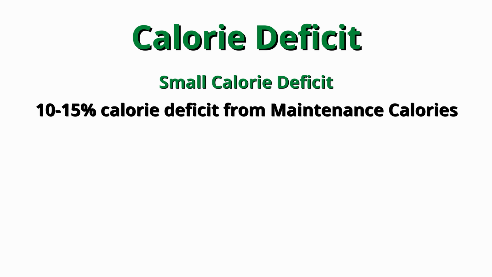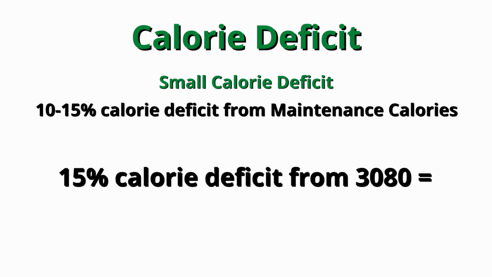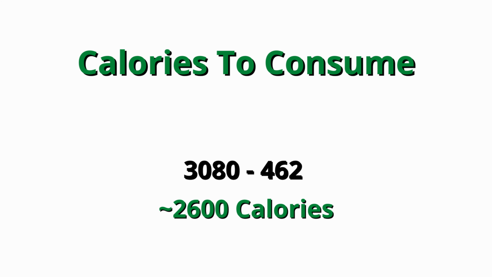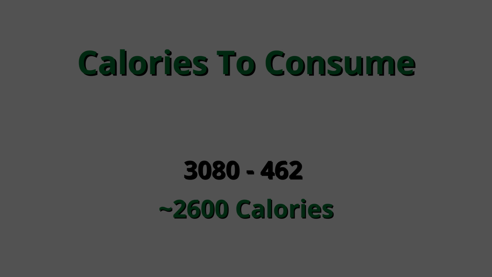So if we create a 15% calorie deficit from 3080, it will give us 462 calories. This is the amount of calorie deficit that we would be creating. Now to find how many calories you should be eating, we will subtract this 462 from 3080. This will give us roughly 2600 calories. So these are the calories that you should be eating in order to lose weight.